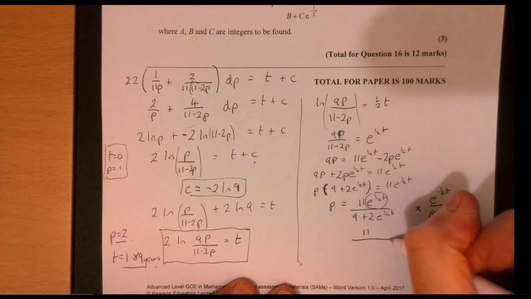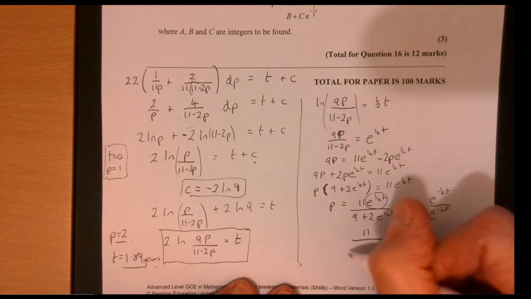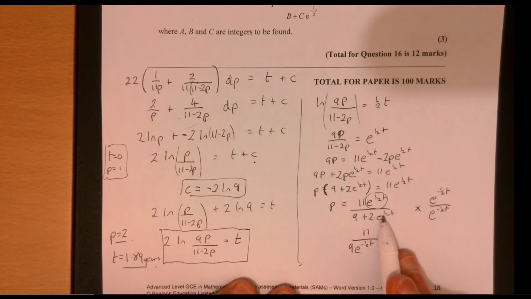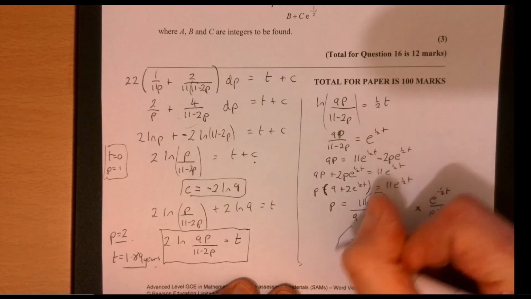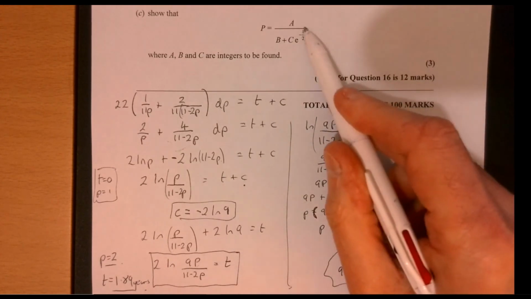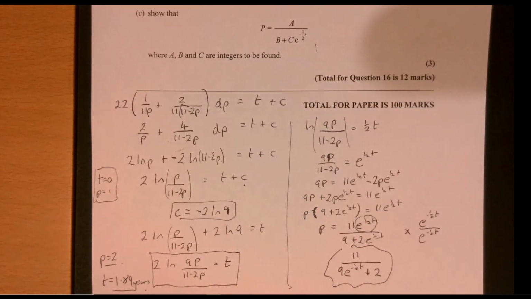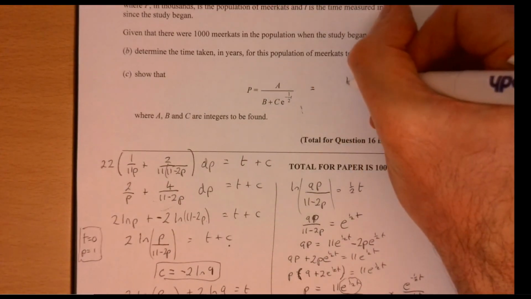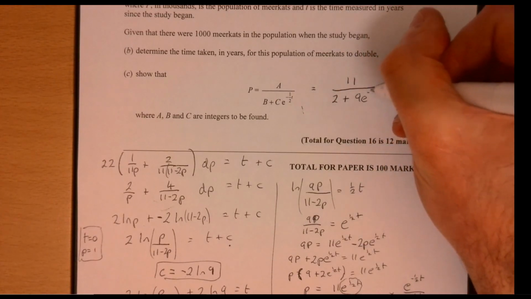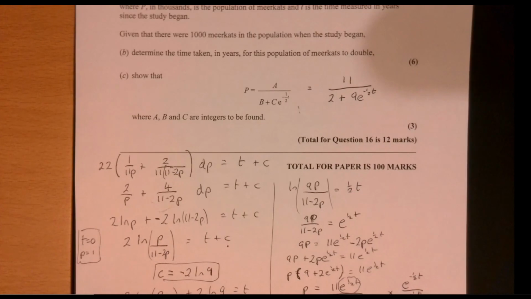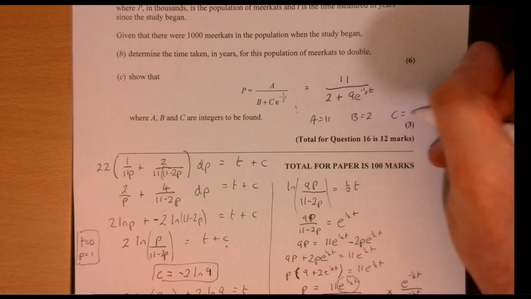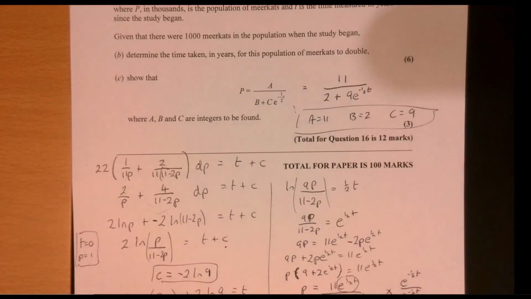It's going to give me 11, and then I'm going to get 9e to the minus half t, and then it gets rid of this one, plus 2. Look at this, it's the same. I'll just write this next to it, and I'll switch the order around on the bottom as well. So that's equal to 11 over 2 plus 9e to the minus half t. So A equals 11, B equals 2, and C equals 9. There you go, all done.